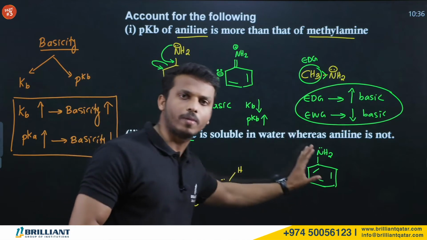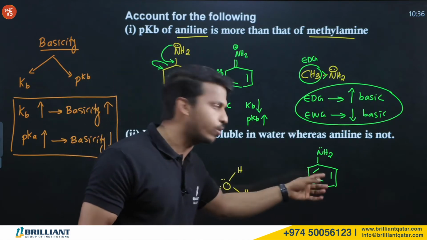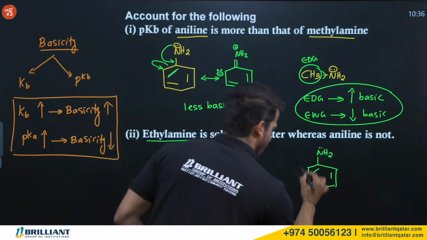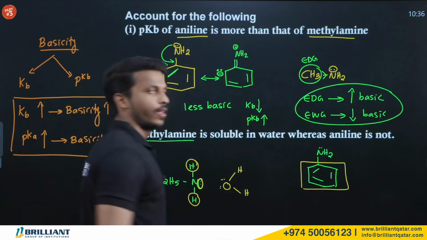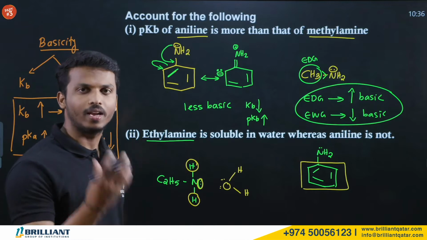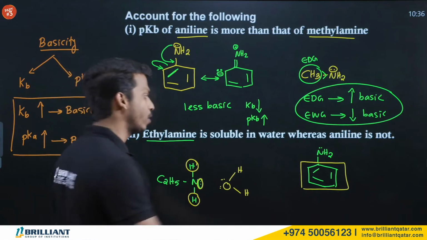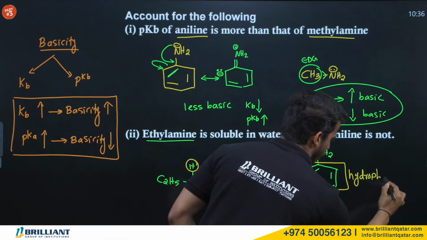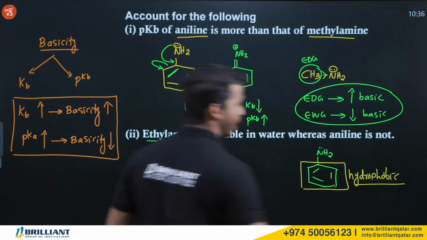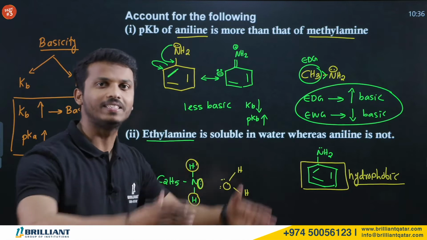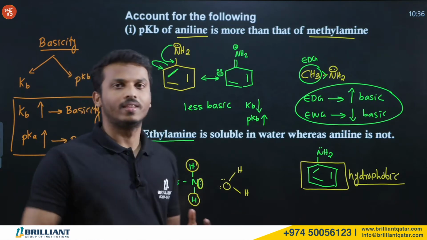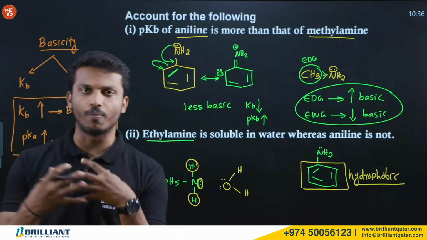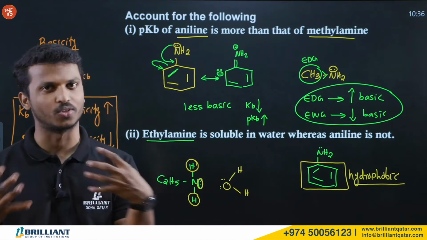But what is the problem in aniline? You may think even aniline also has nitrogen containing 2 hydrogens, right? But the problem is this ring. There are 6 carbons containing a benzene ring. You know, the hydrocarbon parts are hydrophobic in nature. Hydrophobic means water-hating part. So aniline, the aromatic compound which contains a hydrophobic part, can't be soluble in water.